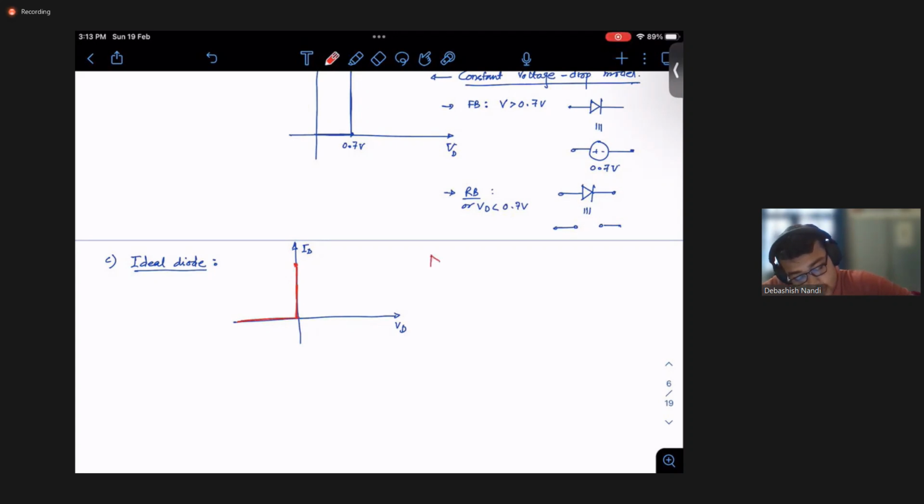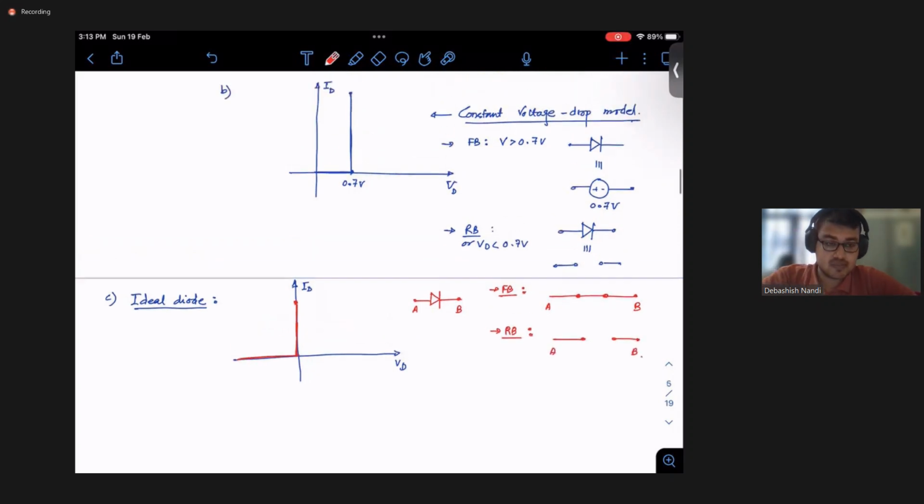So in the ideal diode model, if it is in forward bias, then we simply use it as a short circuit, right? This is AB, it is a short circuit. And in reverse bias, again similar to the last case, it is an open circuit, right?